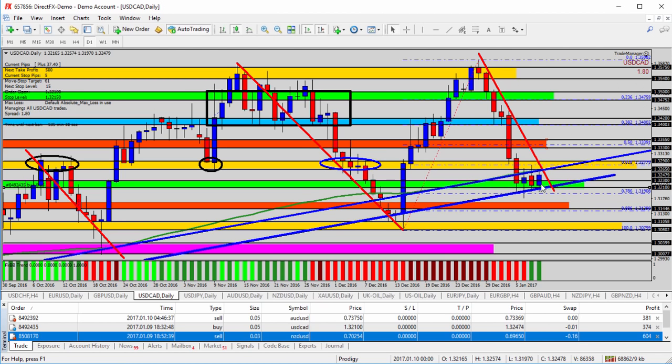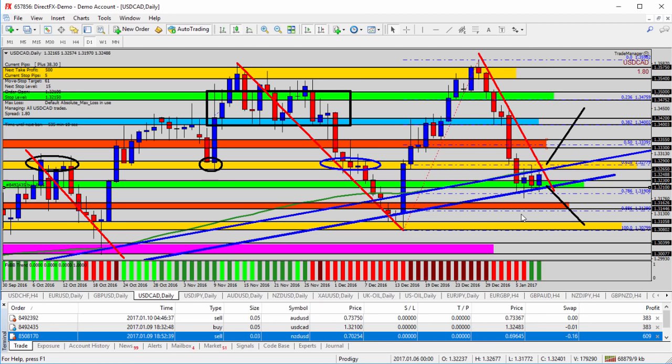So we know that there's potentially one of two things that are going to happen. We either look for reversal and this breaks the yellow zone and goes back up, or we look for continuation, it breaks the green zone and goes back down. So those are the two things we would look to happen here for the USDCAD.